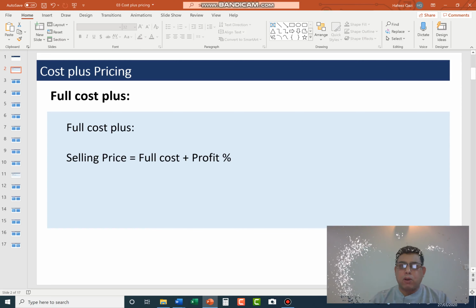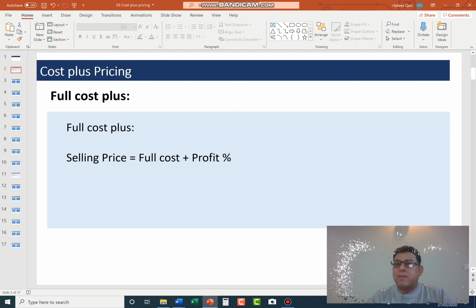In the full cost plus pricing, first of all, we calculate the full cost of the product. And when we say full cost of the product, that includes the variable as well as fixed costs. So I mean to say direct materials, direct labor, variable overheads, fixed overheads are all compiled together, added together, and then we add certain profit markup. You can say, fancy calling it profit margin. We add it into the cost to arrive at the selling price.